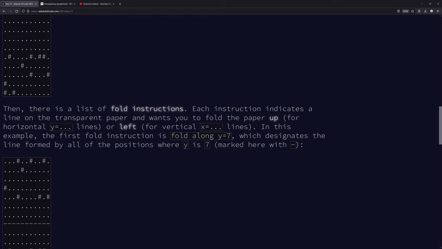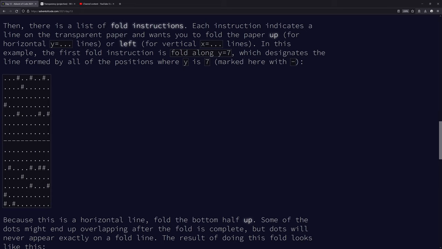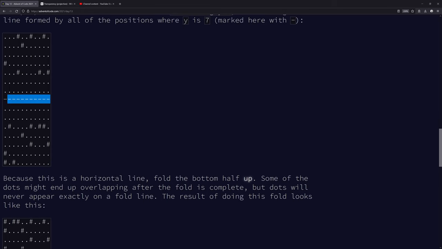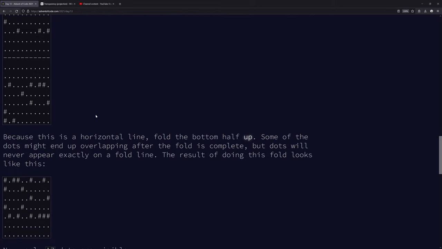Fold along y7, which designates the line formed by all the positions where y is 7. Fold the bottom half up. So this goes on top of that. This goes on top of that. This, right? And so, and this one goes on top of that one. Some of the dots might end up overlapping, but dots still never appear exactly on a fold line.